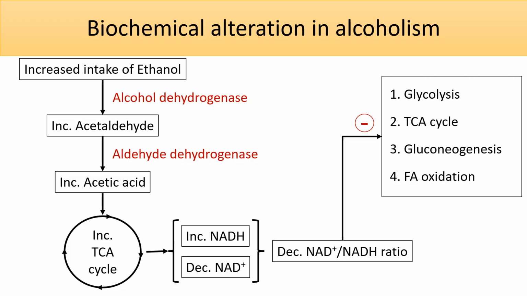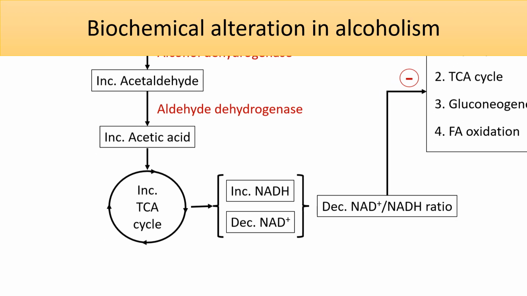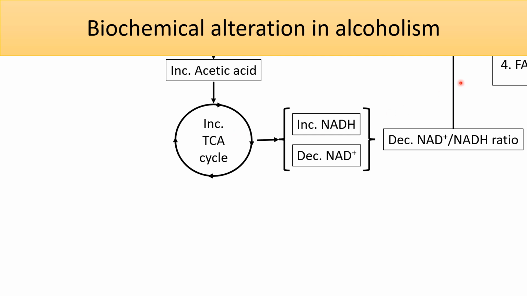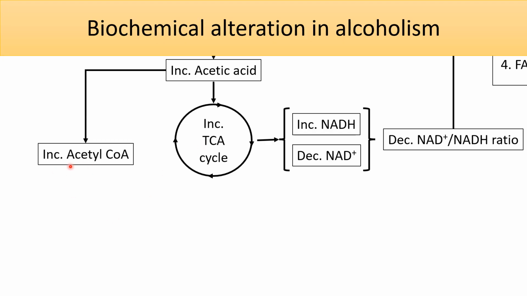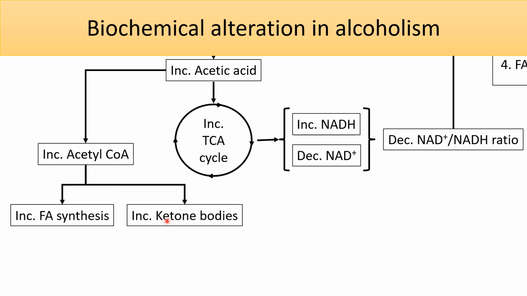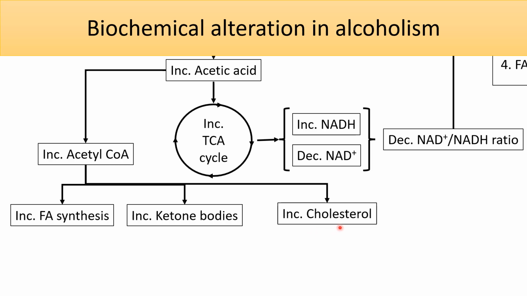Second, one of the pathways which is inhibited by this decreased NAD to NADH ratio is the TCA cycle. So TCA cycle is inhibited. So acetyl-CoA cannot enter the TCA cycle. So acetyl-CoA concentration will be increased. When acetyl-CoA concentration is increased, it will be channeled for other pathways like synthesis of fatty acid, increased synthesis of ketone body, increased production of cholesterol.